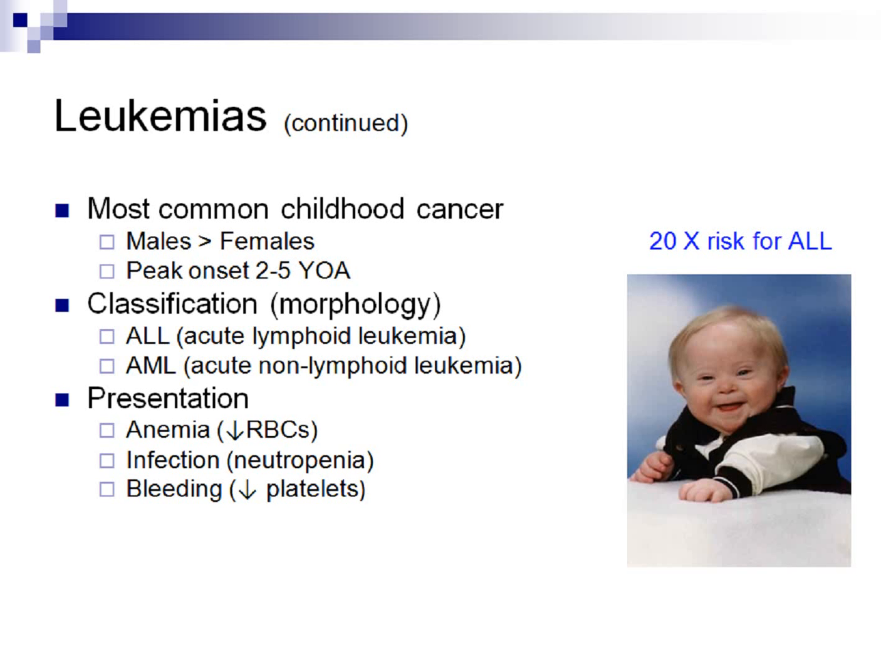So leukemias are the most common childhood cancers. They are more common in boys than girls, and you will notice that we actually have to treat boys a little bit longer than girls. The peak onset is about 2 to 5, and we classify them similar to adults. We call them ALL and AML.